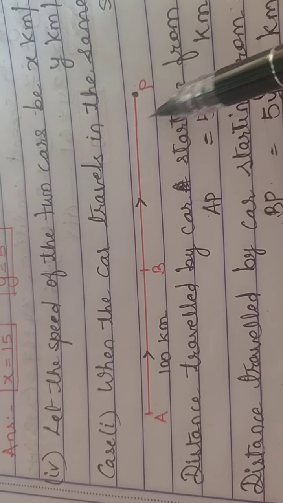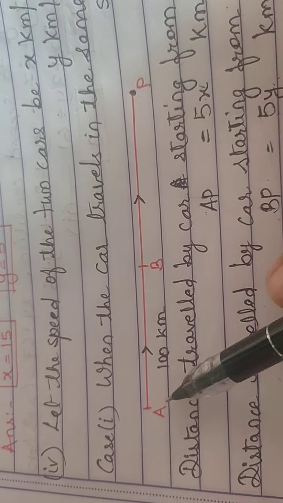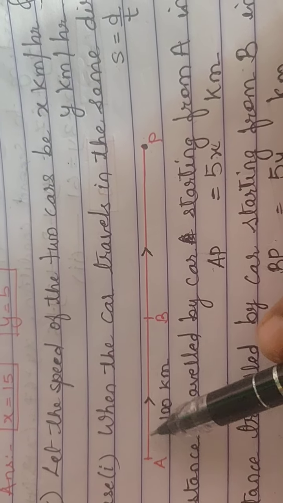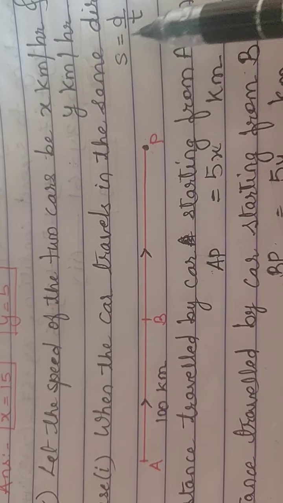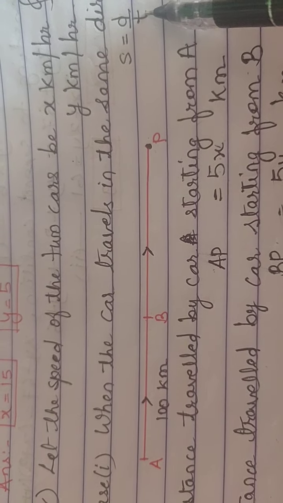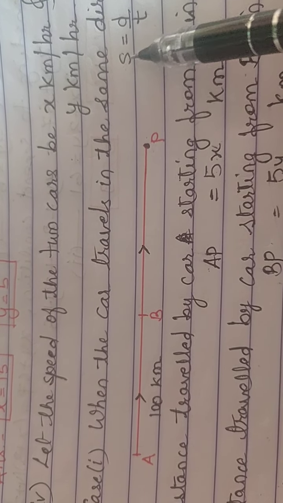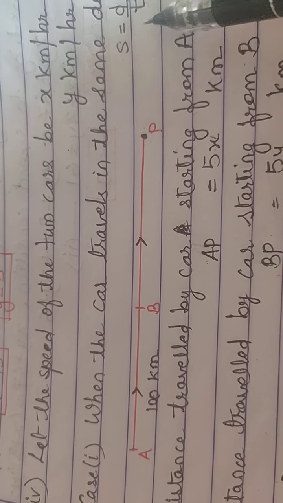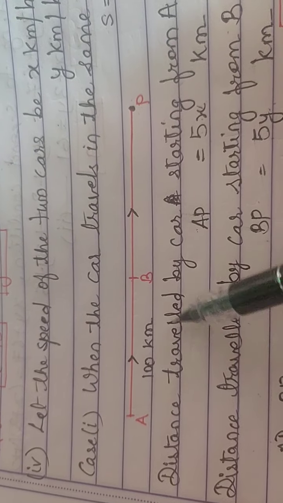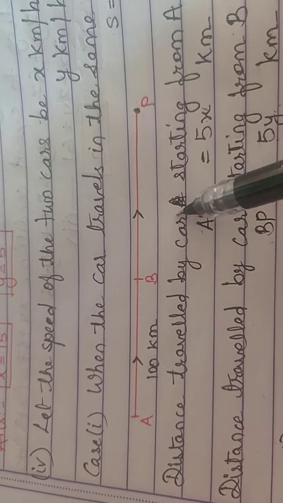AP is the distance covered by the car which starts from A. Okay, and just now we have seen the formula distance is equal to speed into time. Time is given, it is 5 hours. So speed into time, speed of the first car is x. So distance will be x into 5, that is 5x. So distance traveled by the car starting from A in 5 hours, that distance will become AP, it is 5x kilometer.